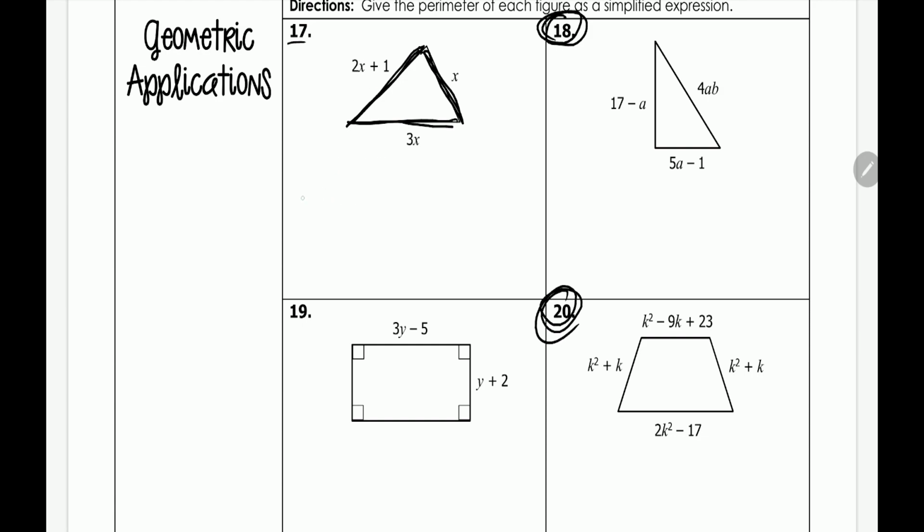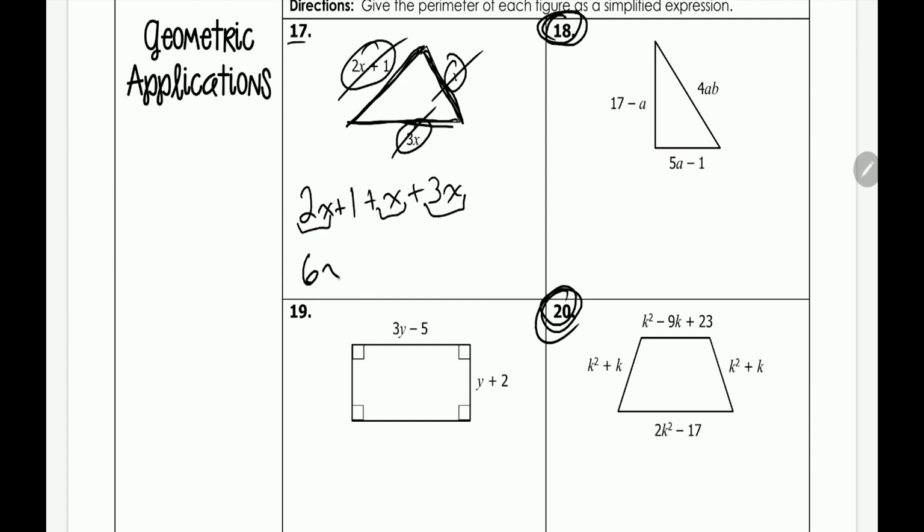So, side length, we have 2x plus 1. That's this guy, and we've added it. We're going to add x. Alright, that's that side length. We're going to add 3x. That's that one. Now, this is very ugly. We have to combine like terms in order to make it prettier. So we're going to add everything that has an x. So we have 2x, x, and 3x. Well, 2 plus 1 plus 3 gives us 6. And it was an x.